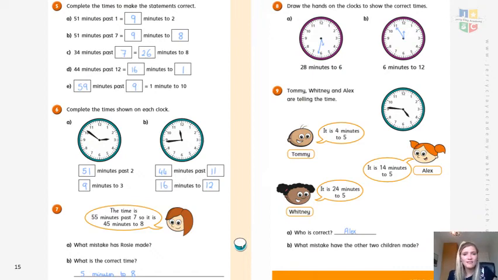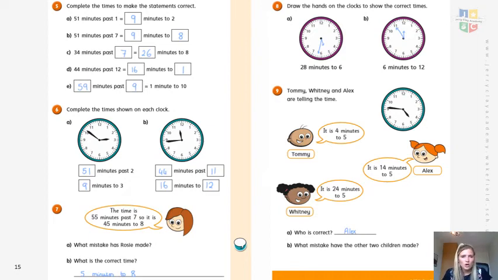For question 5, you had to complete the time to make the statements correct. 51 minutes past 1, you had to say how many minutes to the next hour. So again, you could have done 60, take away 51, which you would have got 9, so it would be 9 minutes to 2. Alternatively, you could have used a clock to see that, right, well, 51 minutes has gone, there will be 9 minutes left to get to the next hour.